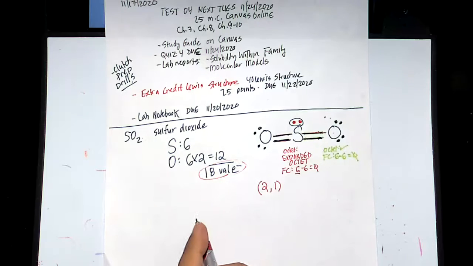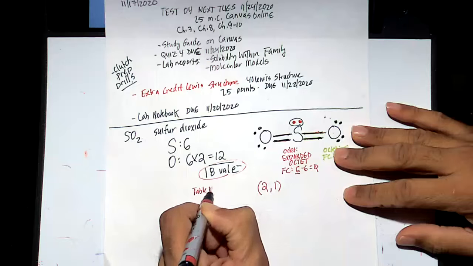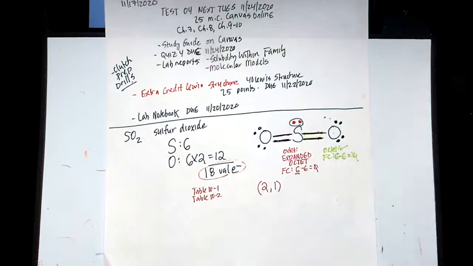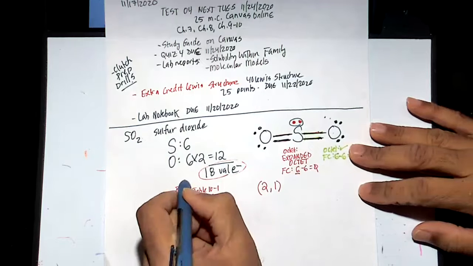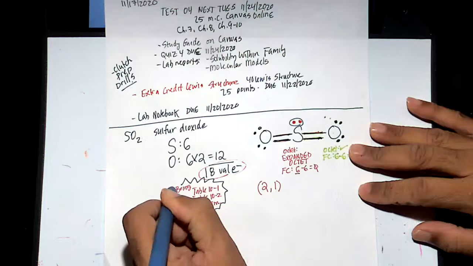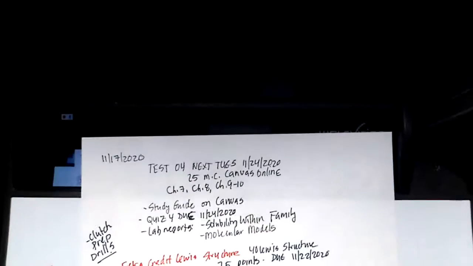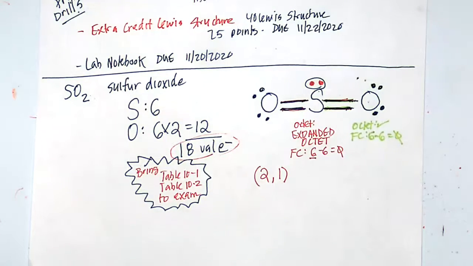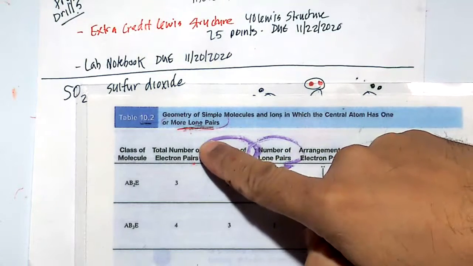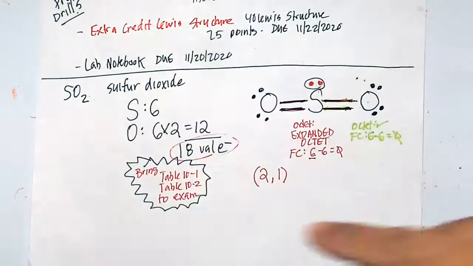So for two bonds and one lone pair, we're going to use either table 10.1 or 10.2. So make sure you bring those to the exam or have a copy handy with you, table 10-1 and table 10-2. I'm going to use table 10-2 here because table 10-2 has lone pairs. So we got two bonds, one lone pair. If you have zero lone pairs, use 10-1.